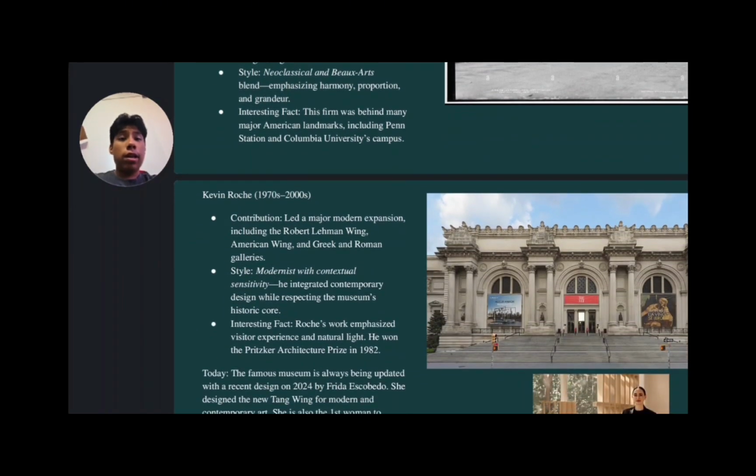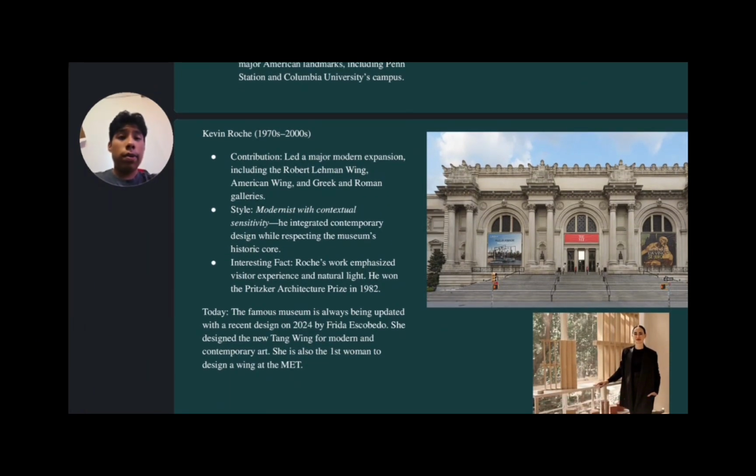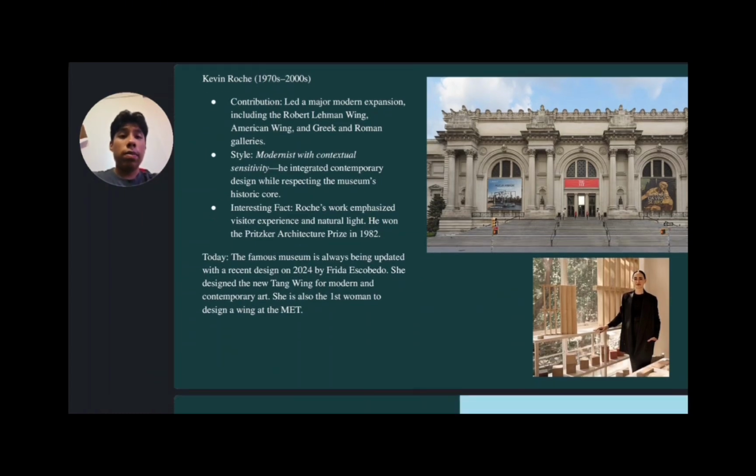The next one was between 1970 through the 2000s, which was designed by Kevin Roche. In contribution, he led a major modern expansion, including the Lehman Wing, American Wing, and the Greek and Roman galleries. His style was also modernist, with contextual sensitivity. He integrated contemporary design while respecting the museum's historic core. An interesting fact was that Roche's work emphasizes visitor experience and natural light. He also won the Pritzker Prize in 1982 for his architecture.